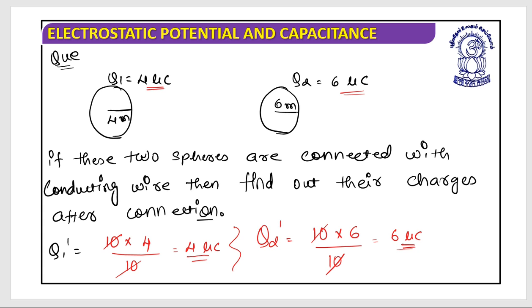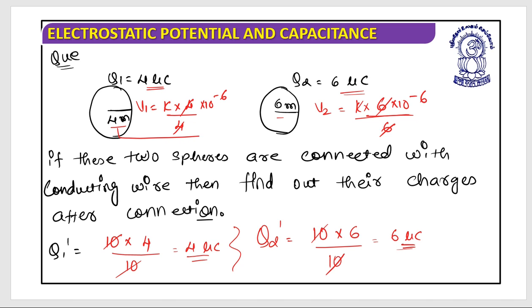Why does this happen? Let's find out their potential. V1 is equal to K multiplied by 4 microcoulomb divided by 4. You can write this as K into 10 to the power minus 6. Write down the value of this potential. V2 is K multiplied by 6 into 10 to the power minus 6 divided by 6. So again, this is K into 10 to the power minus 6. So these two are already at the same potential. So even if I connect these two, as their potentials are equal, they are not going to share the charges.